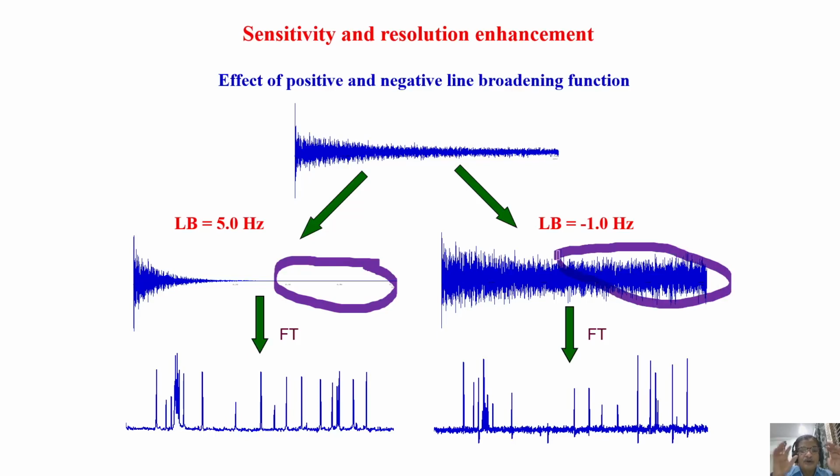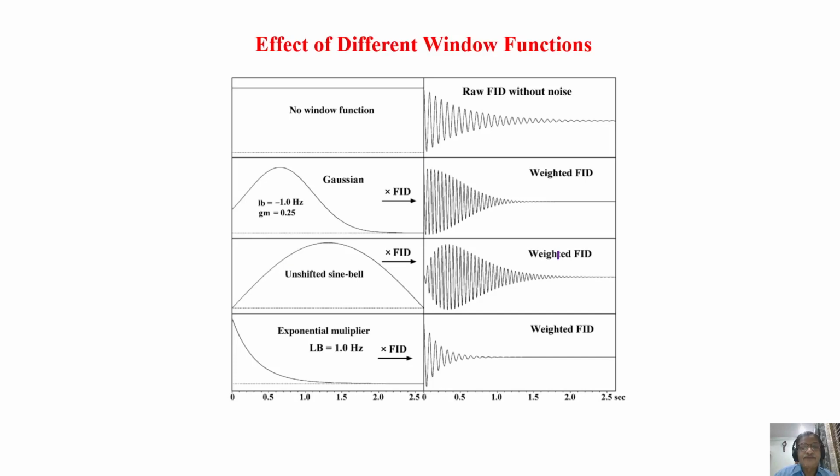Depending upon that, you can use the exponential multiplication factor, which is called a window function, either by a positive value or a negative value. But remember, these are all within 1 hertz or 0.5 hertz, 2 hertz. You can't use a large value. Then you will completely submerge all the resolution. If 10 peaks are there which are resolved, everything will go. If you use, let's say, 50 hertz line width, you'll get a broad hump, nothing else you will see. So you have to judiciously decide.